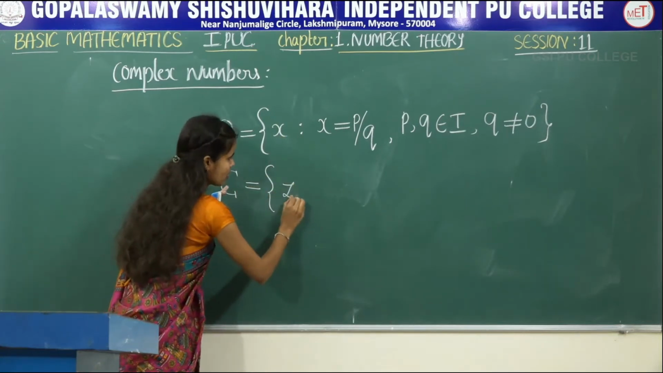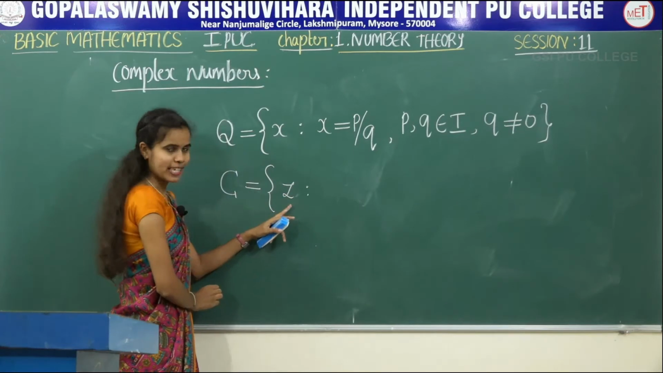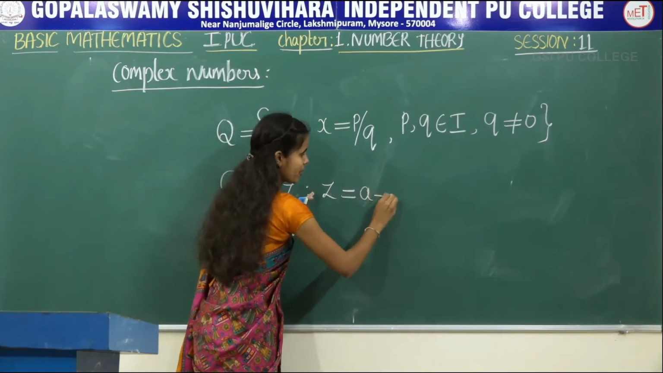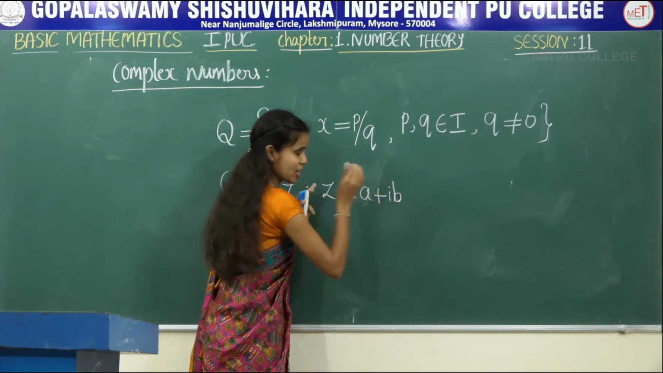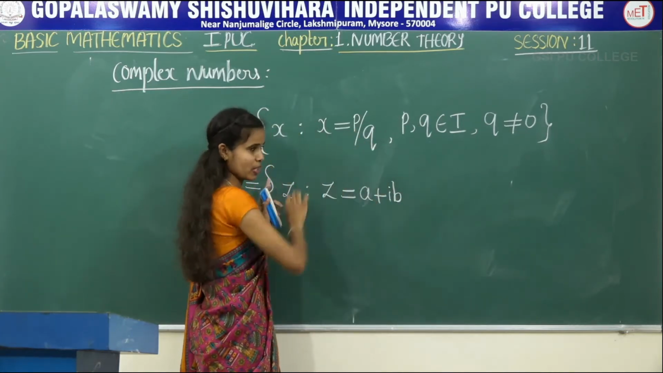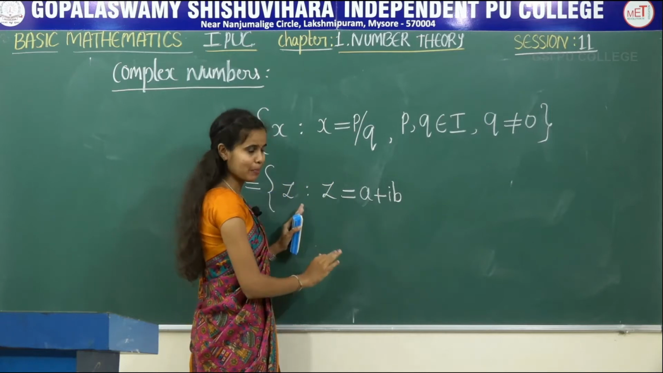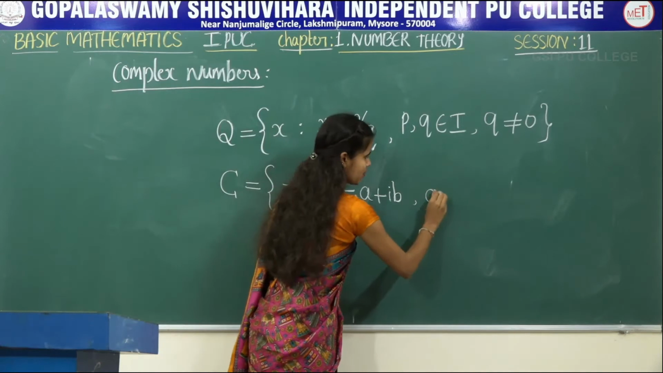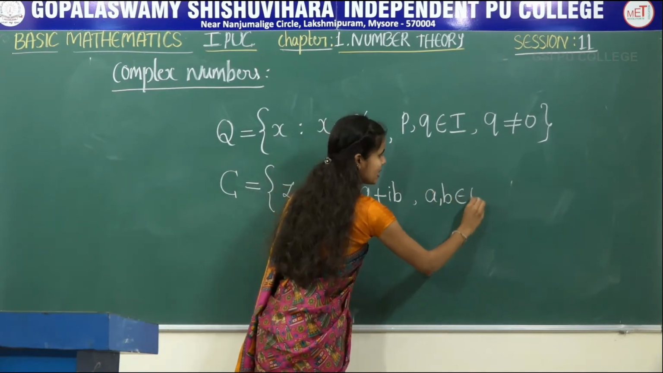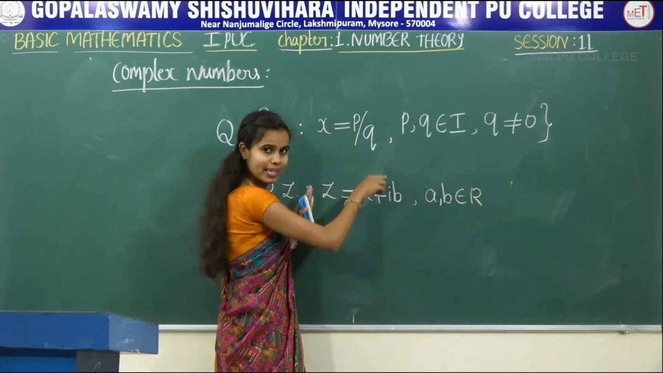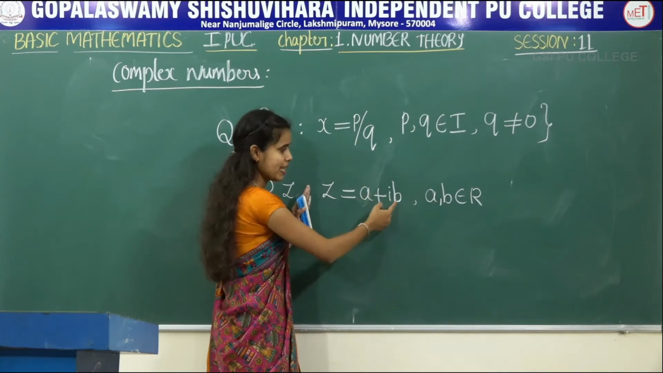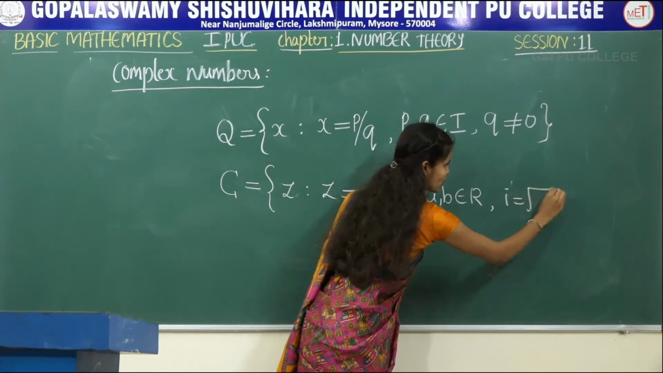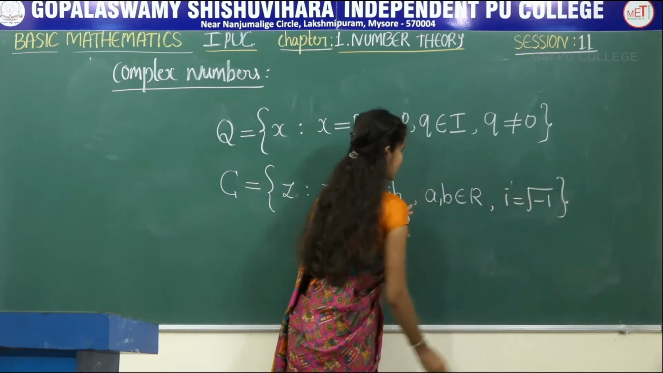Complex numbers are generally denoted by z, and they must be in the form a + i·b. A rational number must be in the form p/q. Similarly, a complex number must be in the form a + i·b. Here p and q are integers, but in a complex number a and b are real numbers, and the value of i must be equal to the square root of minus 1.